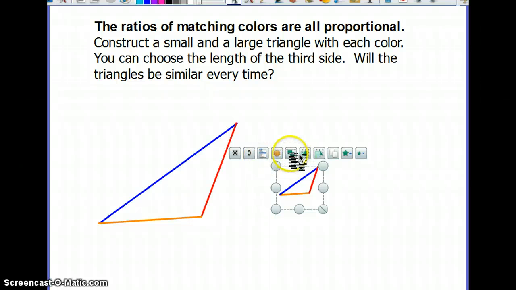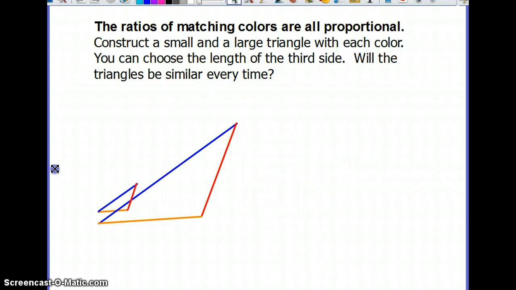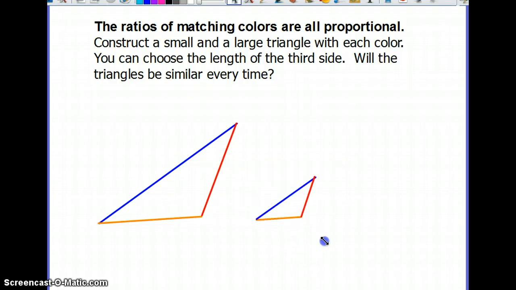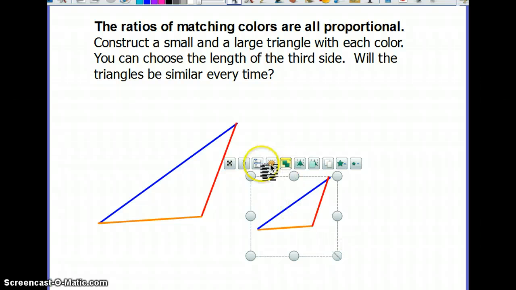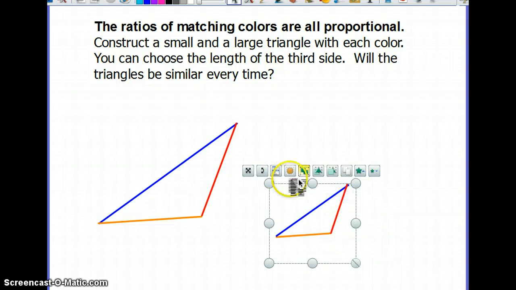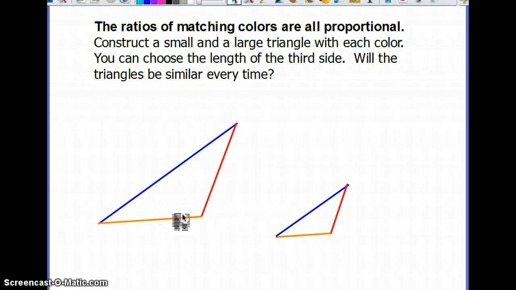Let's group this. And now, look at that. Look at that. I think it's very clear that these are similar. And as I make it larger, that one's a little off there, but you get the idea. Alright.